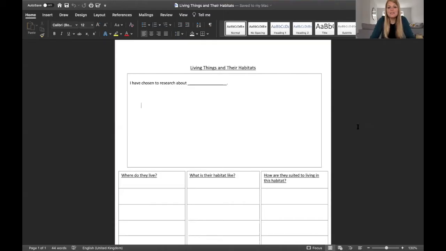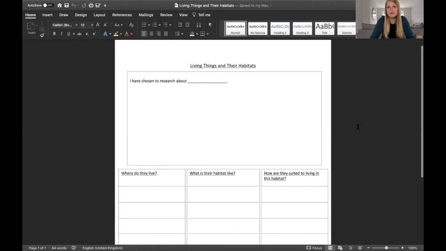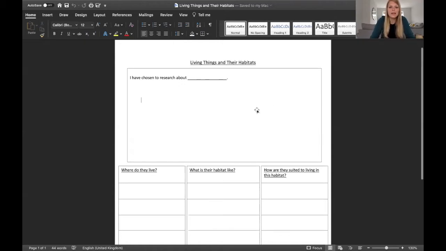Okay, so what I've done here is I've designed a sheet that you might want to write your research on. So it's up to you how you want to research your animal. It could be on the internet or it could be through books online. And once you've chosen the animal that you're going to research, I'd like you to write the name of the animal in this sentence. I have chosen to research about, and it can be any animal that you like.